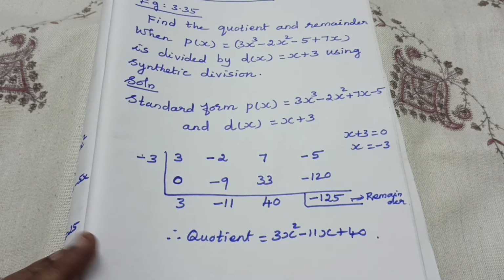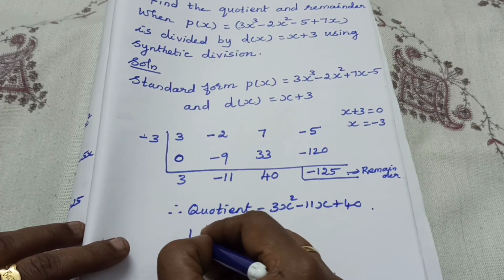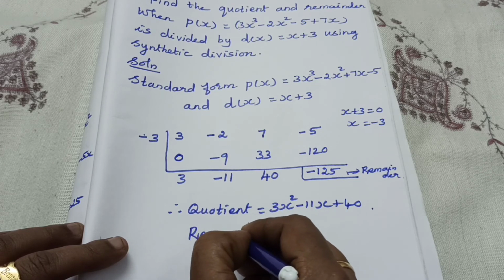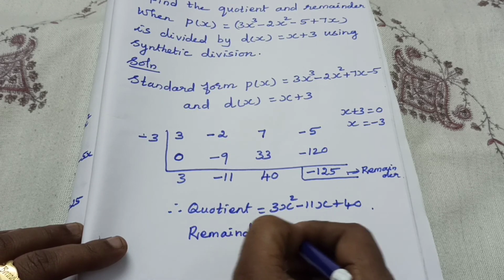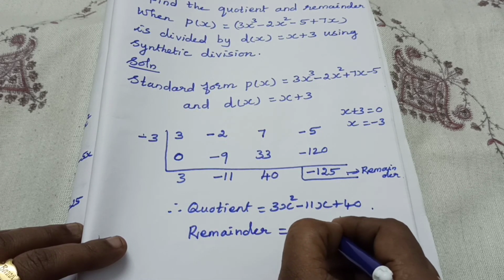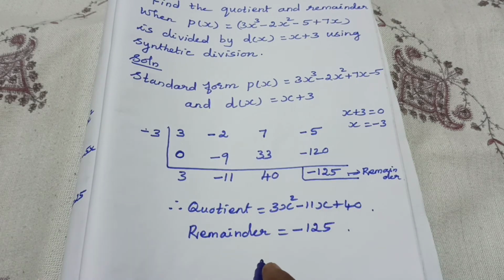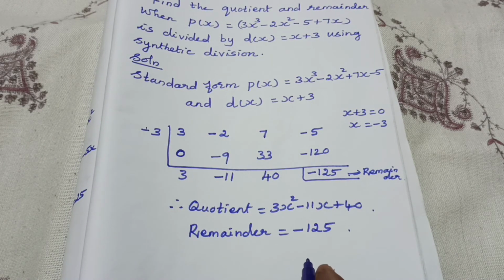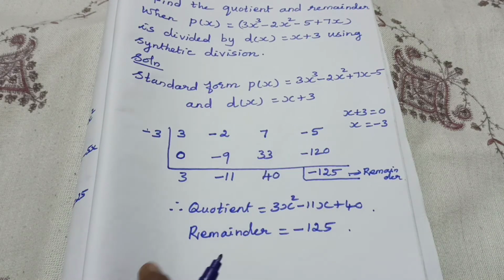Then what's the remainder you say? The remainder is equal to minus 125. Any doubt? Very simple, isn't it?